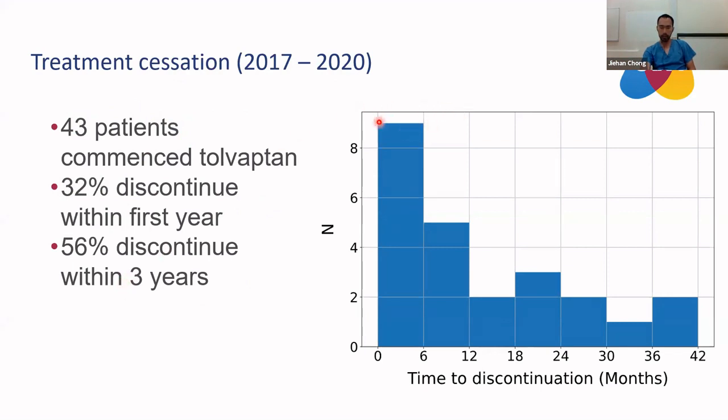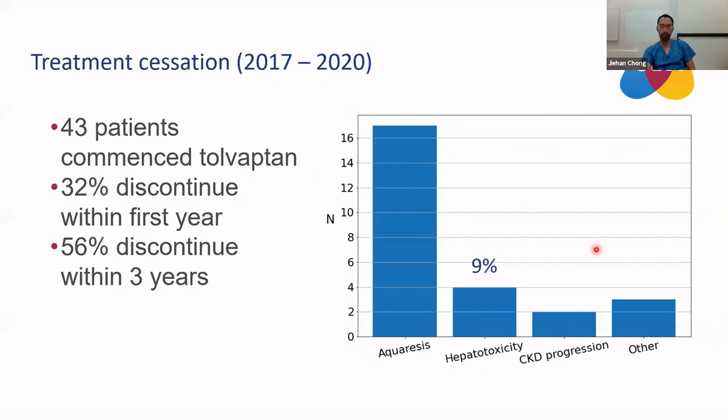As you can see in this graph, a significant number of patients stopped treatment in the first year, as shown here, but then there's a pretty steady rate of attrition all the way up to 3.5 years, which we have data for. Looking at the reasons for stopping treatment, the majority of patients stopped due to aquaretic symptoms, but in this cohort, we had 4 out of 43 patients stopping due to hepatotoxicity, which represents a rate of 9%, slightly higher than what was reported in the trials.